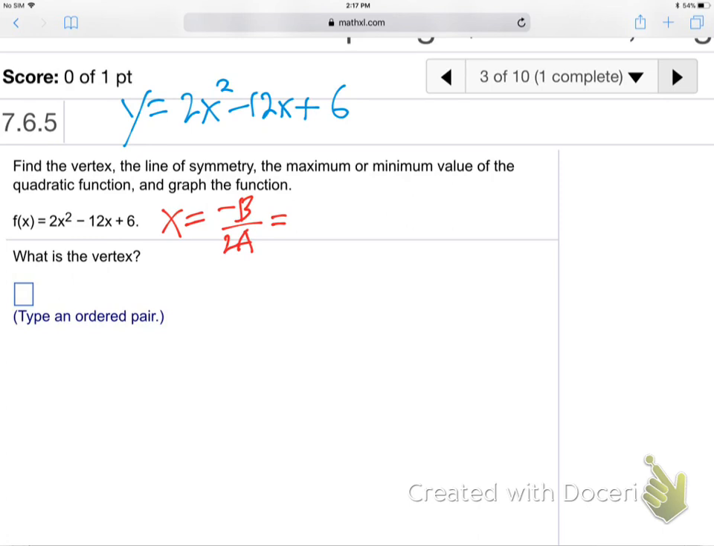Question? Should you simplify or no? Like factor out of 2? I wouldn't. Yeah. I mean, it's not wrong, but I don't think it would help a lot. Negative b over 2a. So 12 over 4, 3. Did you get x equals 3? And then plug that in to find y.